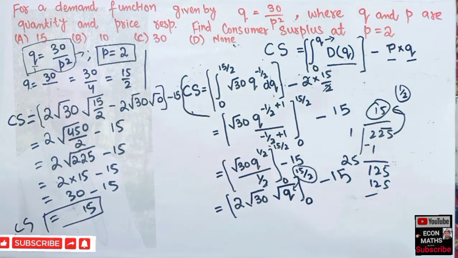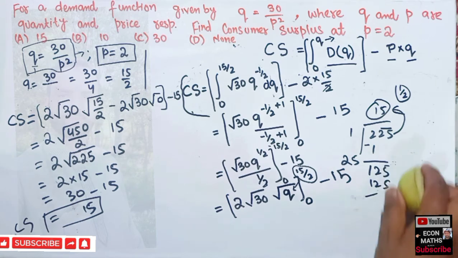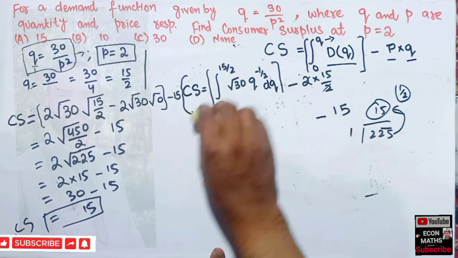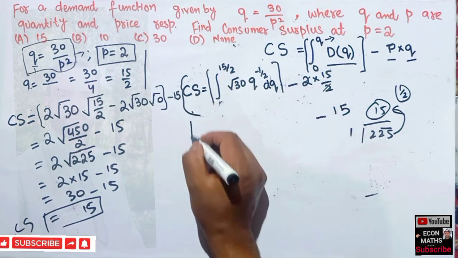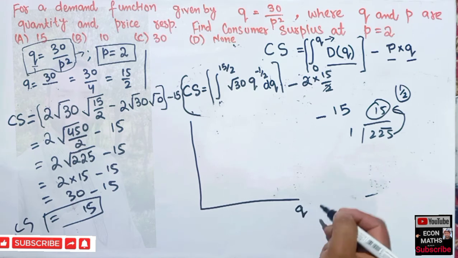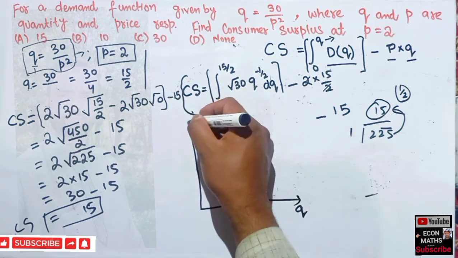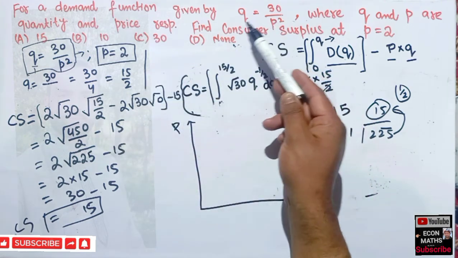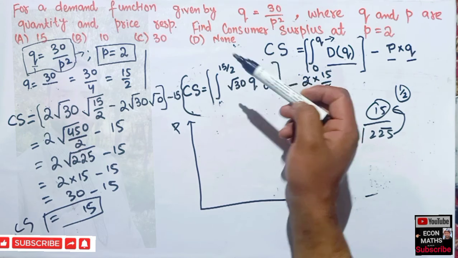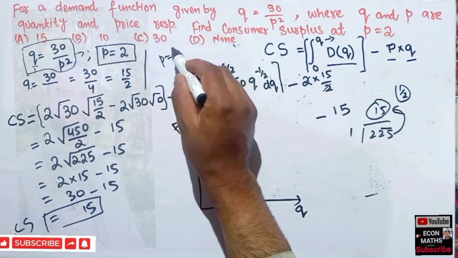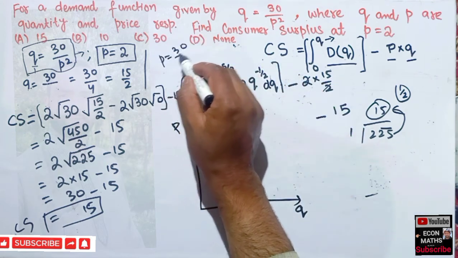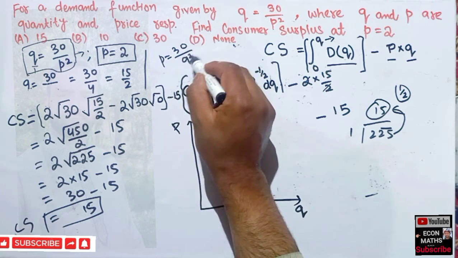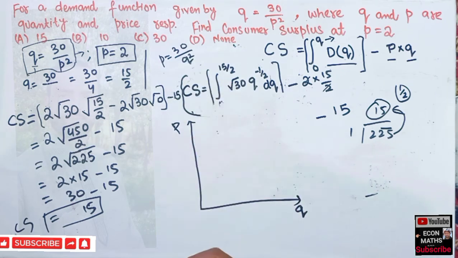I hope I make myself clear in this video. So what is actually graphically, what does this mean? This simply means if we have q on horizontal axis and P on vertical axis. Since our demand function was given, inverse demand function was like this: P is equal to 30 divided by q square, I guess. This was our inverse demand function.